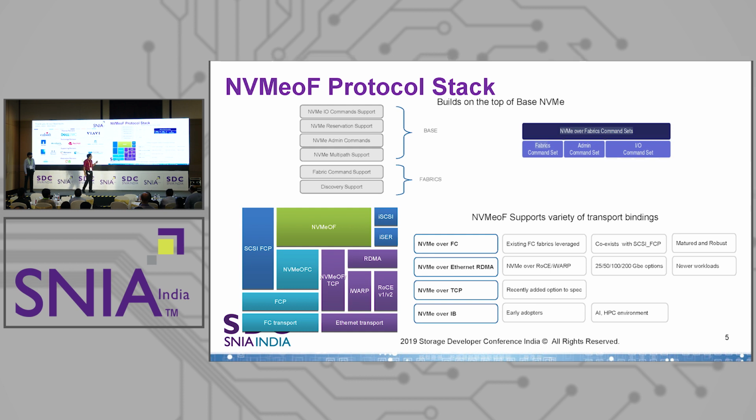When we talk about NVMe over InfiniBand, this was adopted earlier, and it is one of the fastest protocols. It was, and still is, used in AI and HPC environments, which require real-time processing and have to take in large IO. So these are the use cases. NVMe over TCP is a recently added option to the spec, and we covered in the last slide how easy it is to deploy.